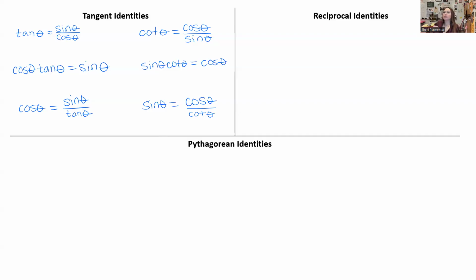Identities. Well, we learned that if you have tangent, you can flip this upside down to make cotangent. But technically, the definition of a reciprocal is that you take whatever you have and you put it underneath one. So sine is 1 over cosecant.